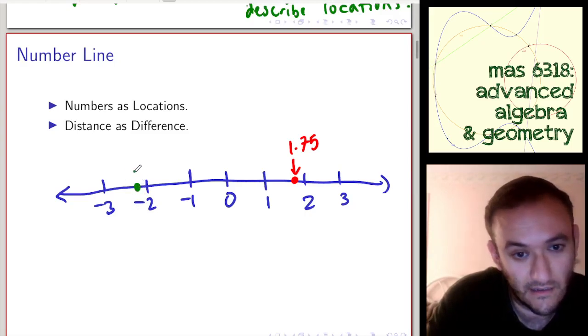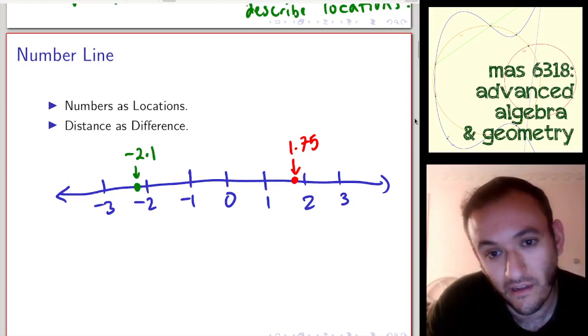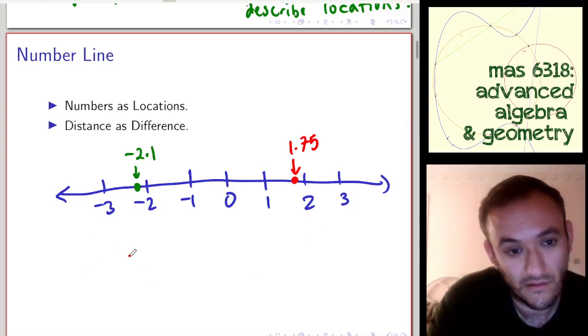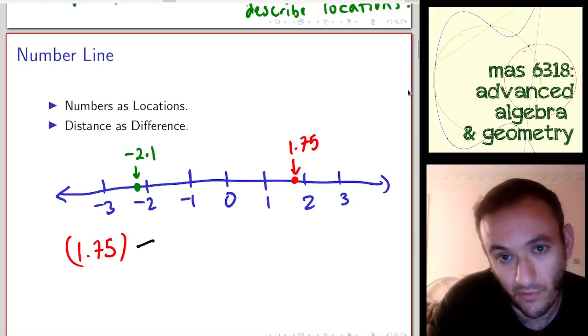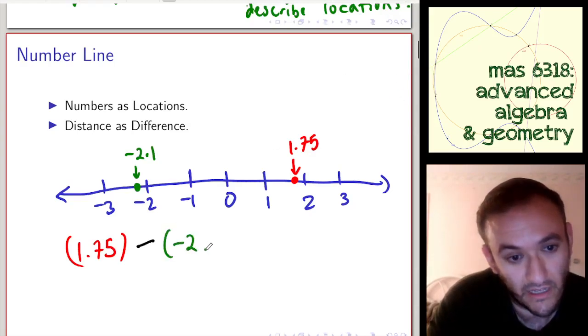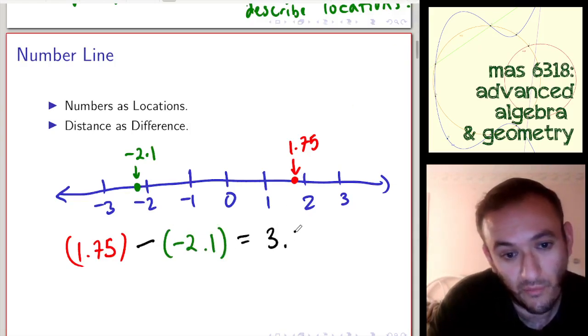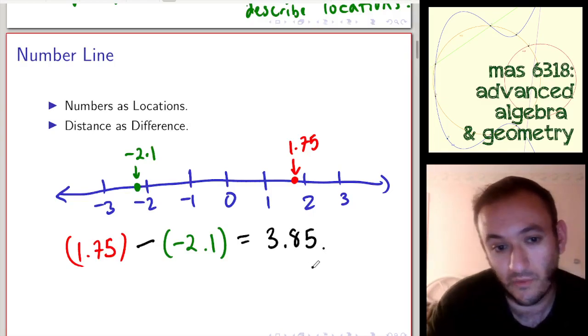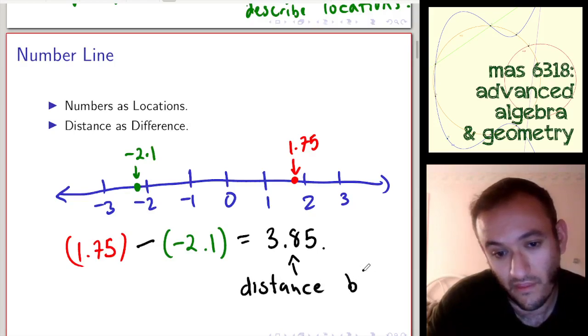And then we'll get something like here. Let's say this is minus 2.1. And then we can compute the distance between those 2 points, by taking 1.75 and subtracting the other number, minus 2.1, to obtain 3.85. And that would tell me this is the distance between the points on the number line.